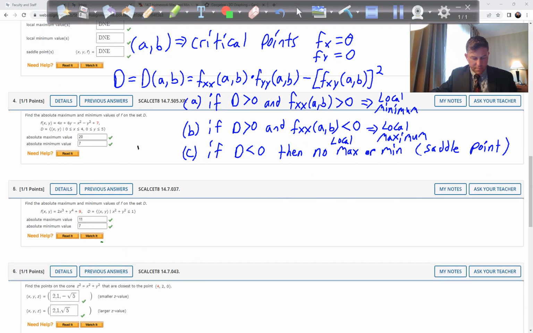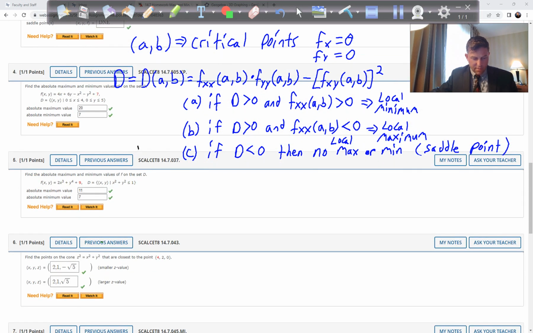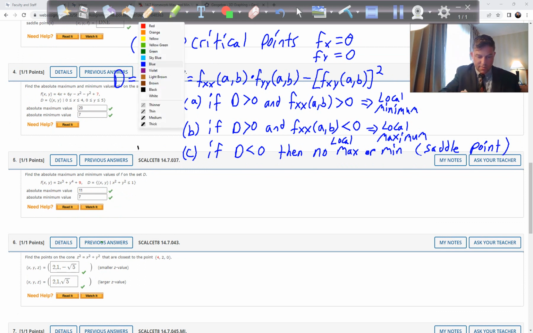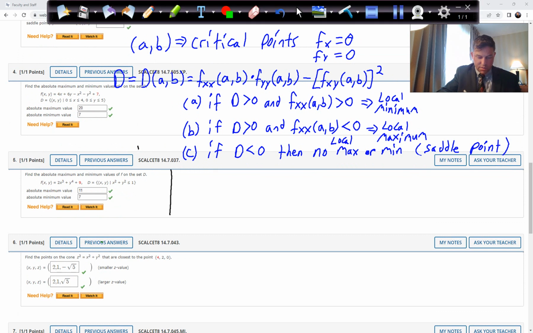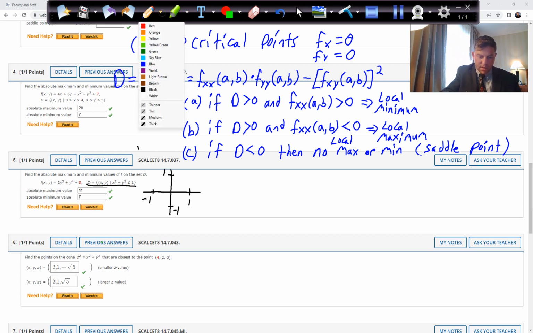Okay, problem 5. We have absolute max and min on the set D, very similar. First thing we should do is get a picture for what this D is. So this x squared plus y squared less than or equal to 1 is a circle centered at the origin with a radius of 1. So I put a little line at 1, 1, minus 1, minus 1. The D region is a circle like that. So this is D.